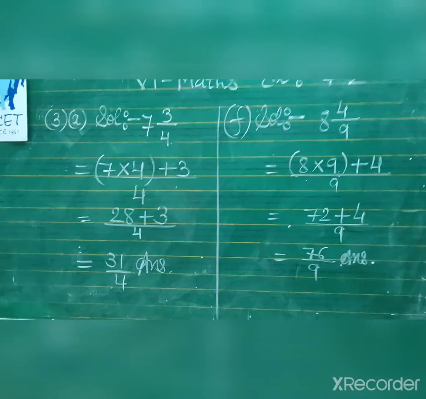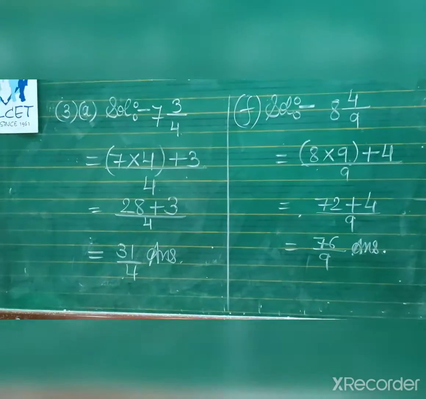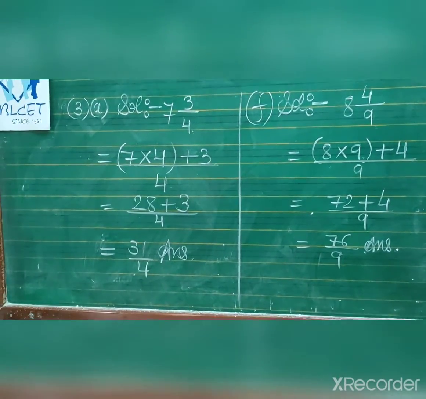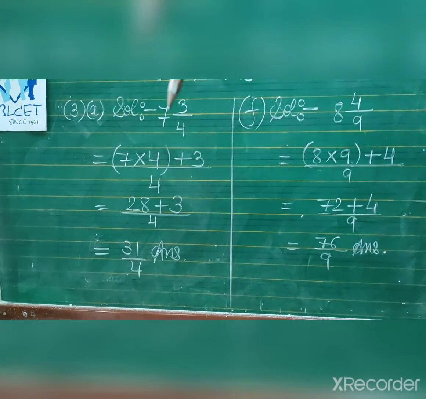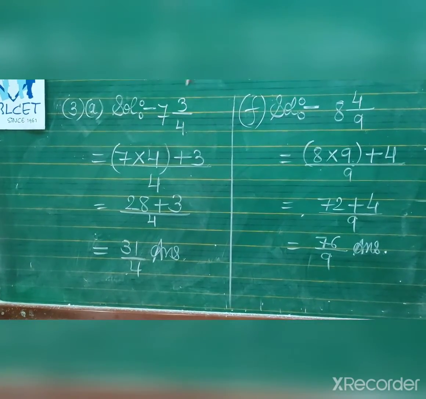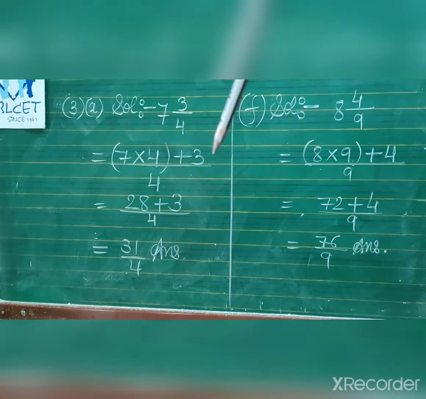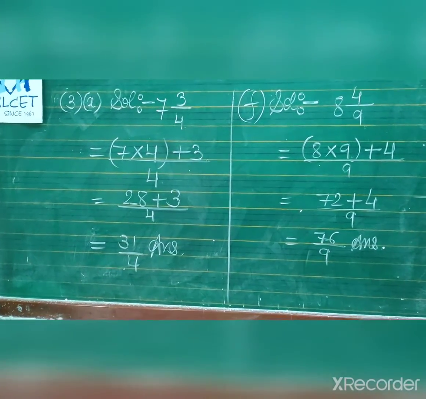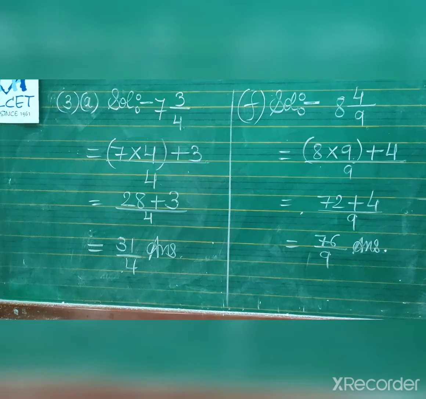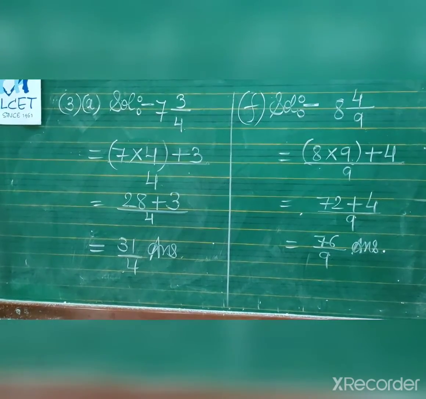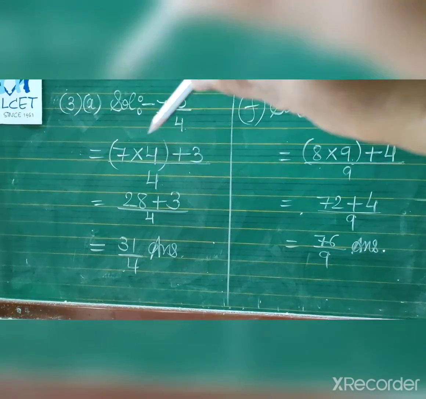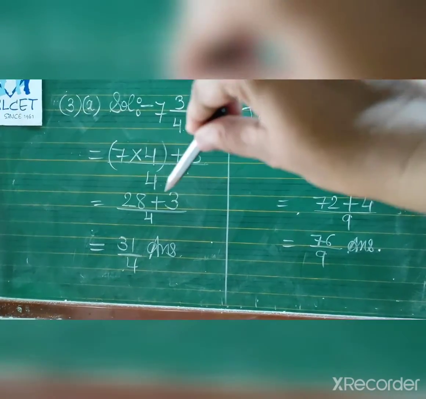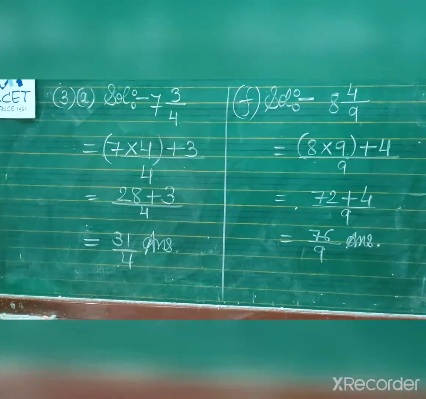Now see here, given mixed fraction 7 integer 3 upon 4. Now 7 into 4, we will multiply, and we will add this 3, because when we write an improper fraction, the remainder always goes in the numerator, that means the left number we will add here and the denominator stays as it is. So 7 4s are 28. 28 plus 3, 31. 31 upon 4 will be the answer.